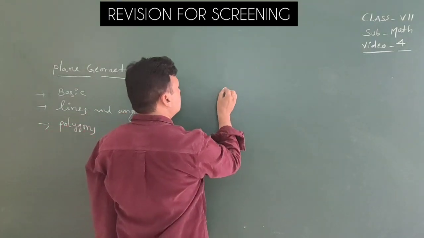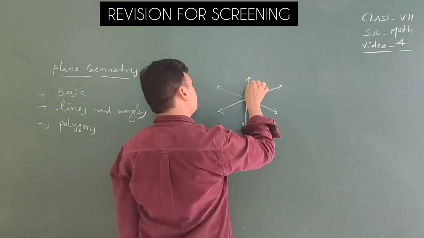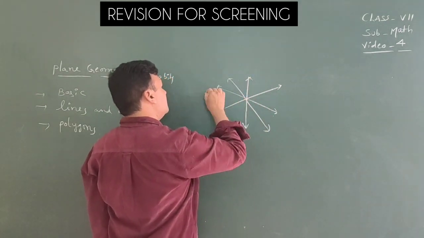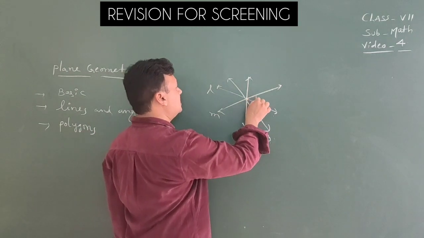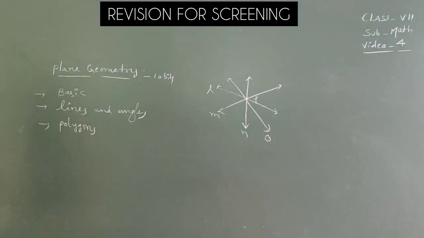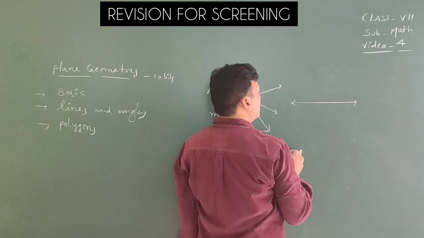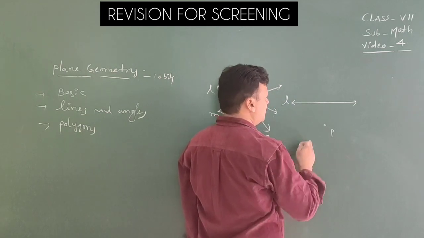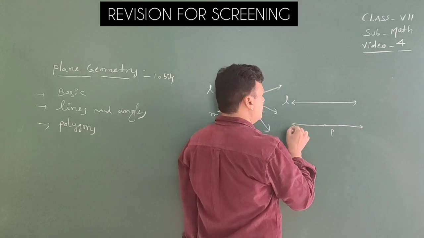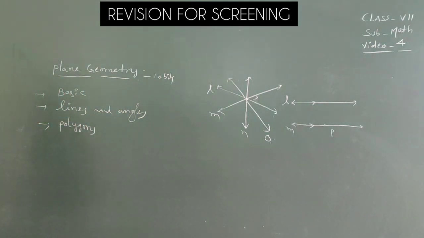Here many lines are possible which pass through a given point in a plane: L, M, N, O, like this. These 4 pass through the point P. Geometrical axiom, Euclid's parallel axiom: one line and one point in a plane are given. There is one and only one line possible which passes through the given point and is parallel to the given line. This is Euclid's parallel axiom.